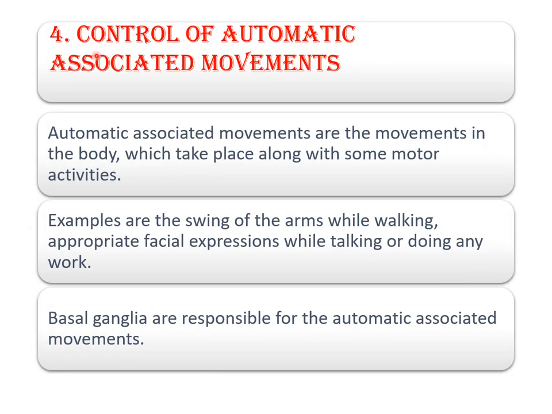Then the fourth function of the basal ganglia is control of automatic associated movements. Automatic associated movements are the movements in the body which take place along with some motor activities, for example, the swing of the arms while walking and appropriate facial expression while talking or doing any work. Basal ganglia are responsible for automatic associated movements.